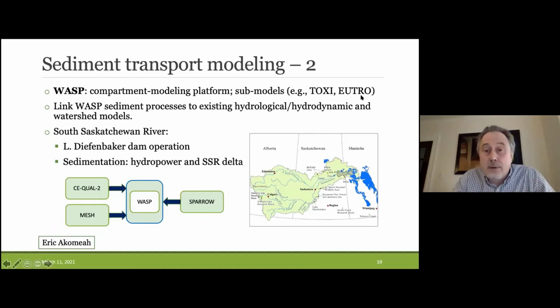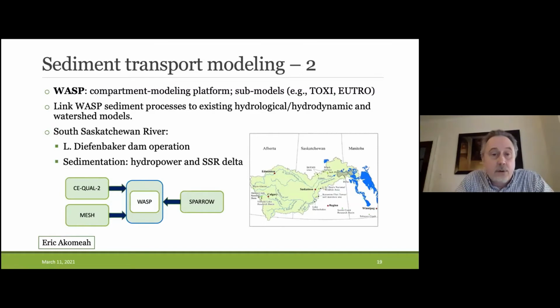They've also increased the capability to link WASP to other modeling codes. In particular, what is done in Eric's project is to link WASP to SPARROW, a catchment model, to MESH again, but also, particularly for the work that will take place in Lake Diefenbaker, to the CE-QUAL-W2 model, which is a two-dimensional hydrodynamic water quality model.